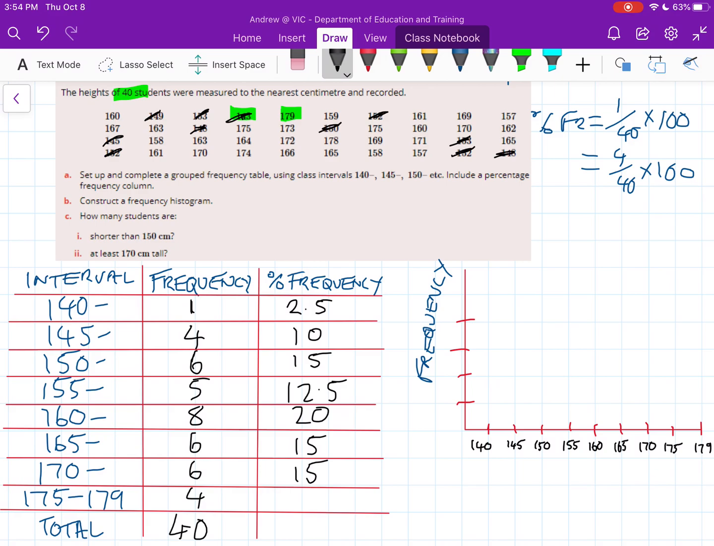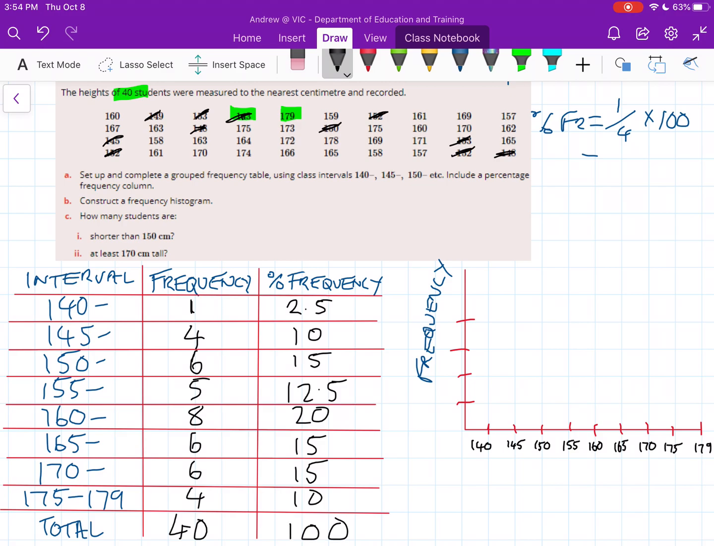Okay, so 15, 15, 10, and you should check that your percentage frequency equals 100. You should check that that is the case as well, because if it doesn't, then you might have made an error. So this here should equal 100.